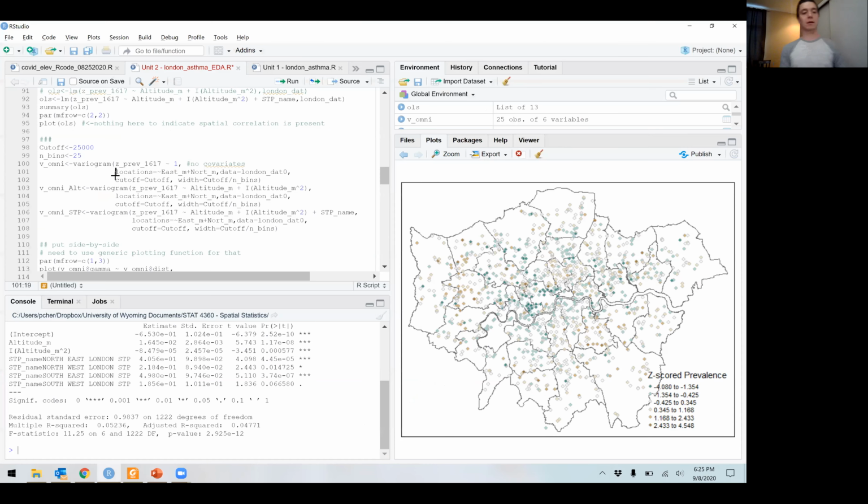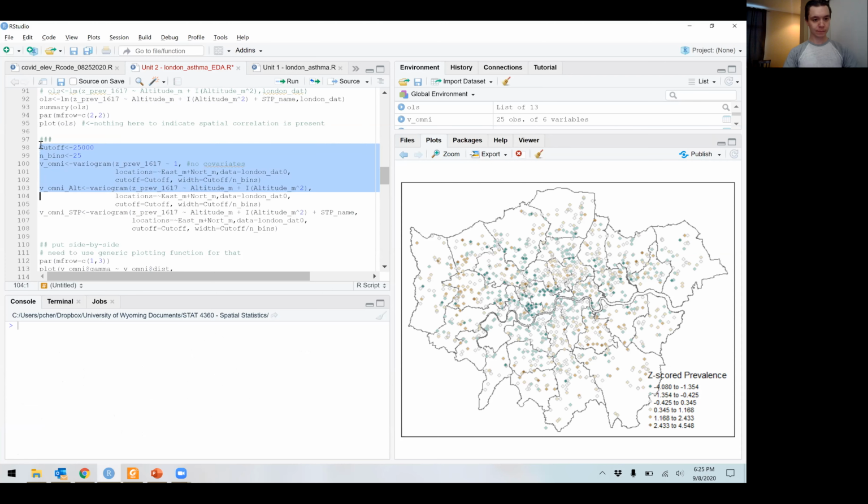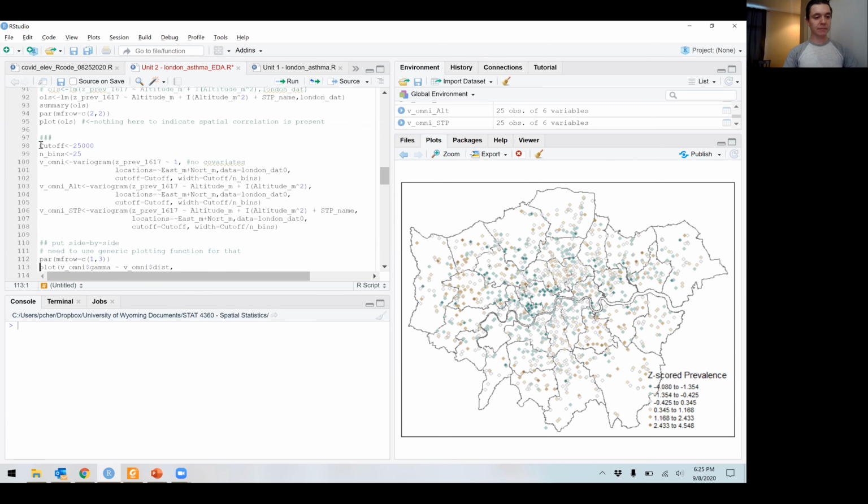Okay, let's take a look at what happens. I keep my cutoffs and number of bins the same. I'm still using 25 1 kilometer distance bins. I fit 3 variograms, or I don't fit the variograms, I compute the variograms based on the residuals from 3 models. One model has just the intercept, no covariates. The second model has intercept and altitude squared. The third model has, in addition to all that, the categorical region name. I will fit this. And now put them side by side.